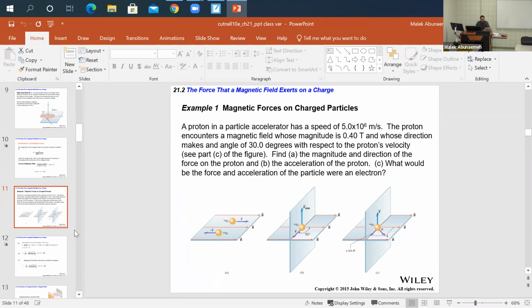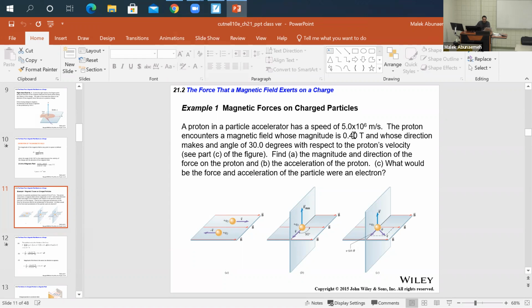So let's go ahead and do a question over here real fast. A proton accelerator has a speed of 5 times 10 to the 6th power meters per second. The proton encounters a magnetic field whose magnitude is 0.4 teslas and whose direction makes an angle of 30 degrees with respect to the proton's velocity. Find the magnitude and direction of the force on the proton, the acceleration of the proton, and what would the force and the acceleration of the particle be if it were an electron.